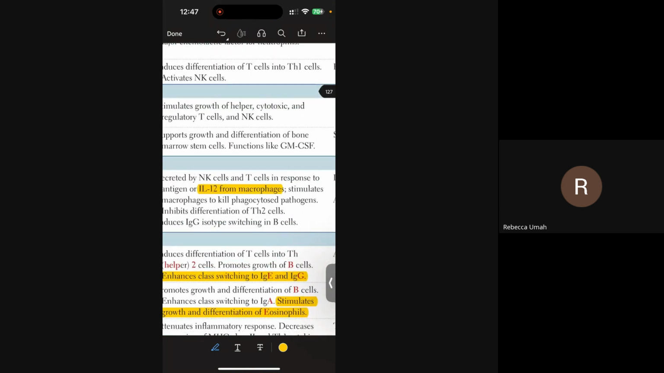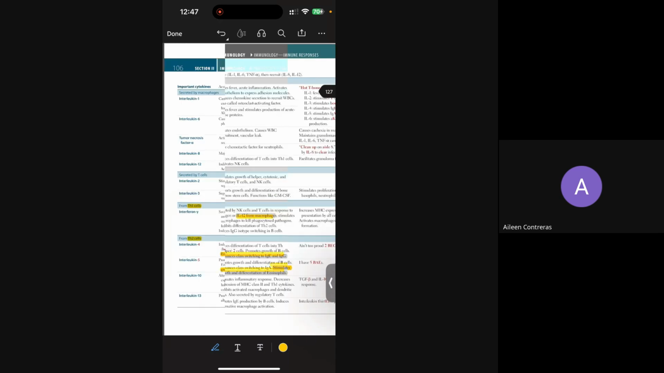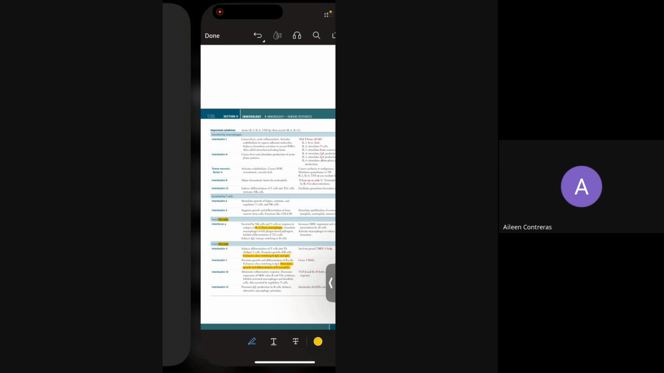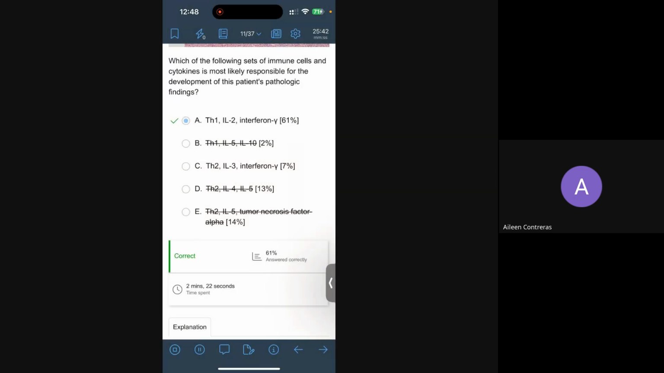Doctor, what page is that? It is page number 106 of immunology. Interleukin 12 is also involved. Remember this as well. Interleukin 2 and 12. And Th1 is involved in the secretion of interferon gamma. Remember this as well.